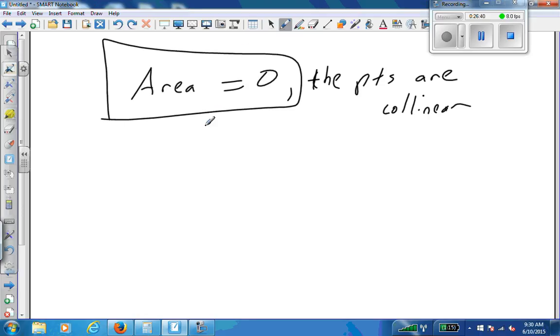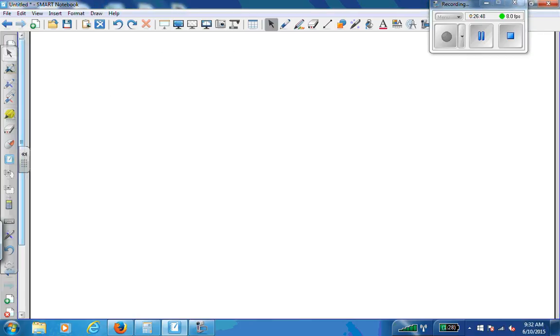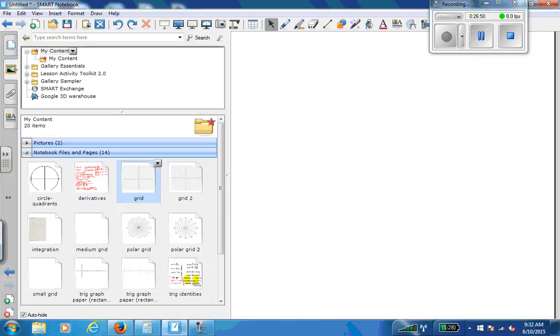Now it turns out we can also come up with the equation of a line if we're given 2 points by using this formula. So let's look at a graph. Let's pick 2 points.